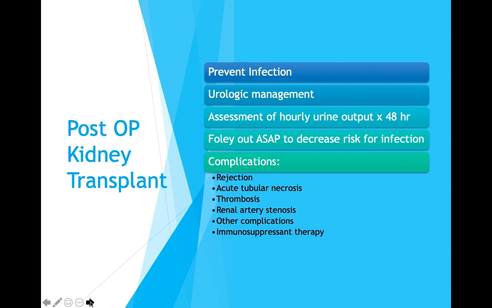Some of the complications from kidney transplant are rejection and acute tubular necrosis. So the tubules can become necrotic and the kidney can fail that way. Thrombosis, so there may be some clots. Renal artery stenosis, and then other complications from immunosuppressant therapy.